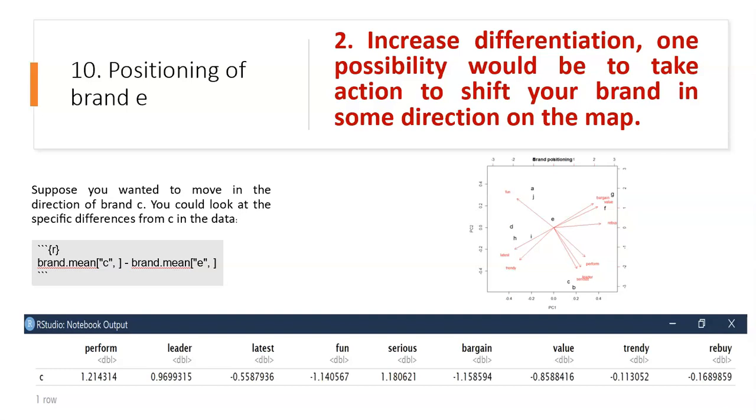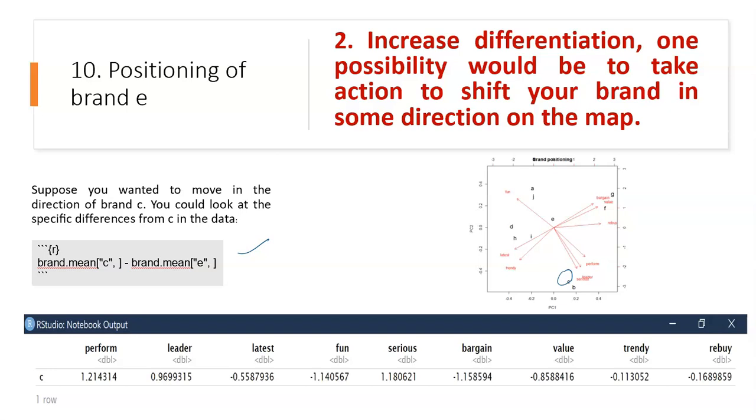The second thing that brand E can do is increase differentiation. One possibility would be to take action to shift your brand in some direction on the map. Suppose you want to move in the direction of brand C, you could look at the specific differences from C in the data. You can calculate this by taking the brand mean of C and subtracting the brand mean of E from it.